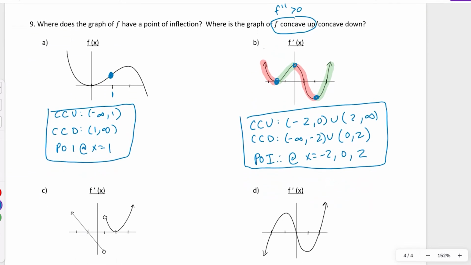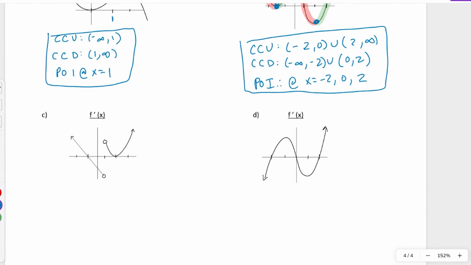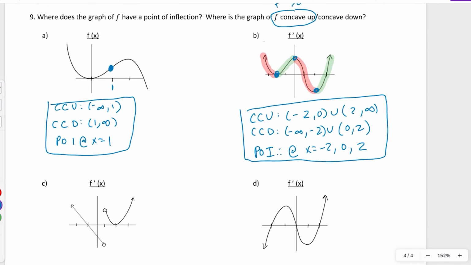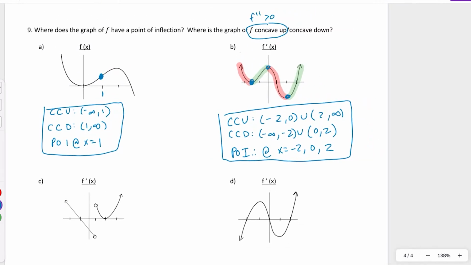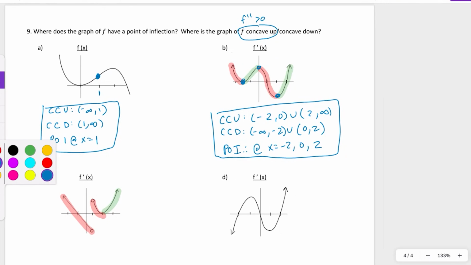All right, let's look at letter C. This is f prime. So again, where it's concave up is going to be where the slope of f prime is positive. So it's going to be concave up here, but it's going to be concave down here and here. We are probably going to want to state those two intervals separately, though. Now, notice there's no sign change at x equals 1, so there's no point of inflection there. There's only going to be a point of inflection at 2.